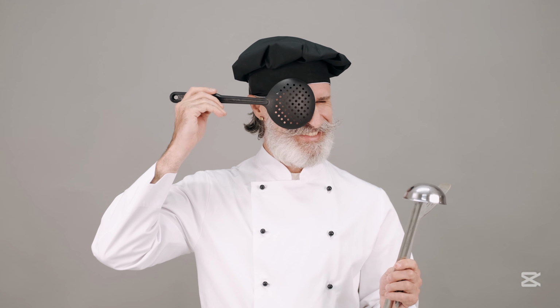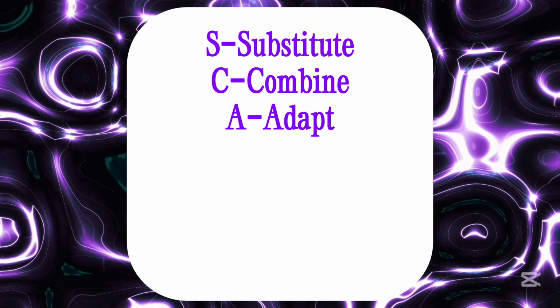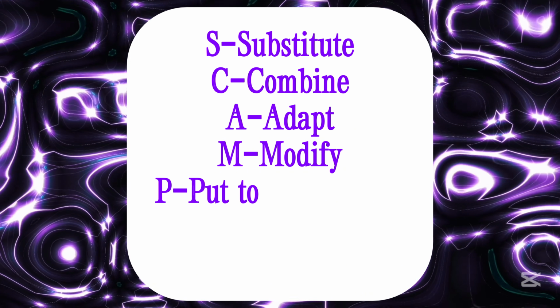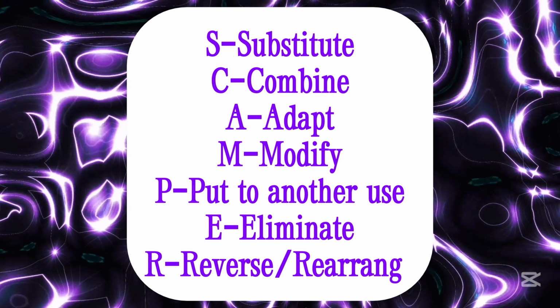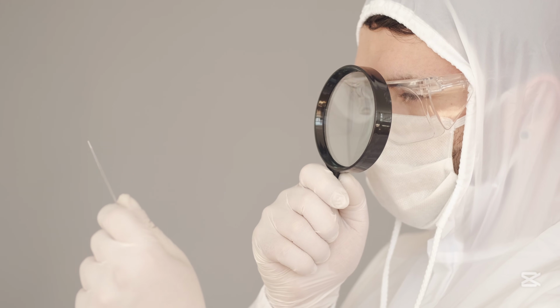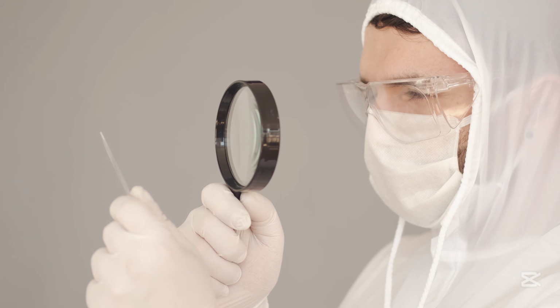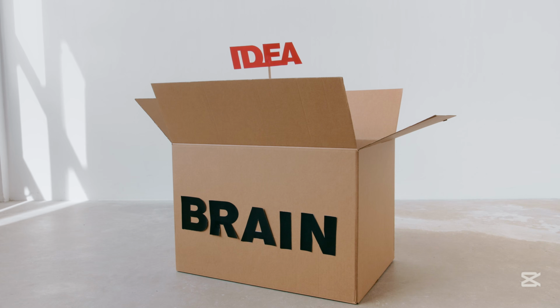SCAMPER is an acronym that stands for substitute, combine, adapt, modify, put to another use, eliminate, and reverse or rearrange. By asking focused questions, SCAMPER forces you to rethink assumptions and constraints and helps stimulate new ideas. Let's first look at all the elements and then an example.